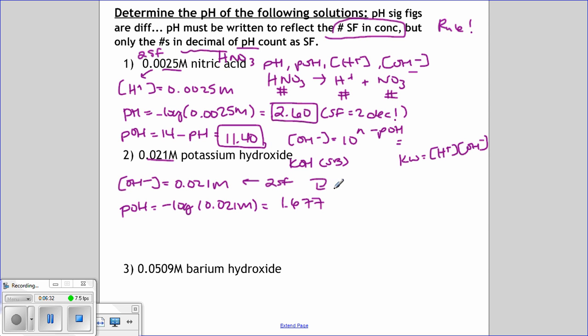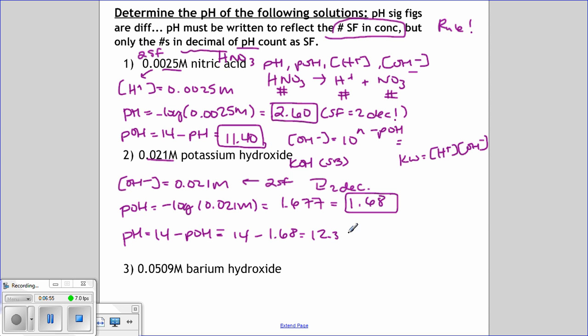Looking back at the concentration, we see there are 2 sig figs. So here, there can only be 2 decimals. That's where our weird sig fig thing comes in on pH. So this needs to be rounded to 1.68. Then the pH is equal to 14 minus the pOH, which is 14 minus 1.68, giving us 12.32, keeping our 2 decimals because this is simply addition and subtraction. And this could be 14.00, actually.